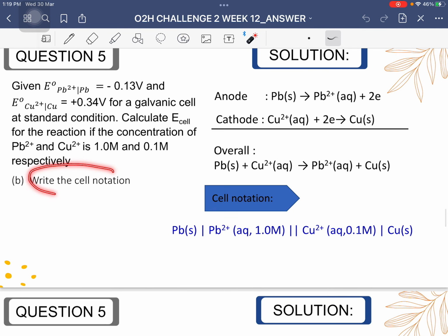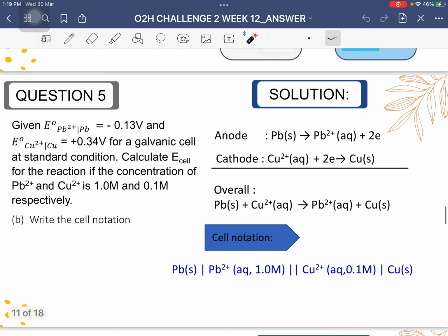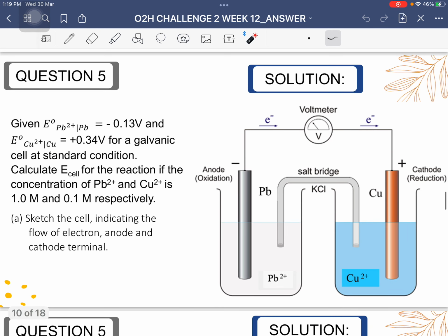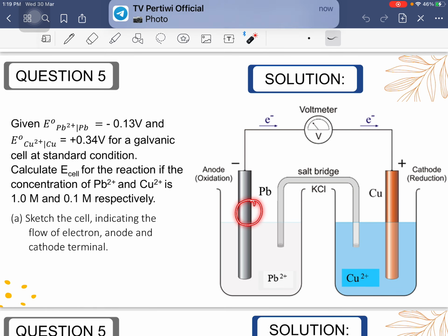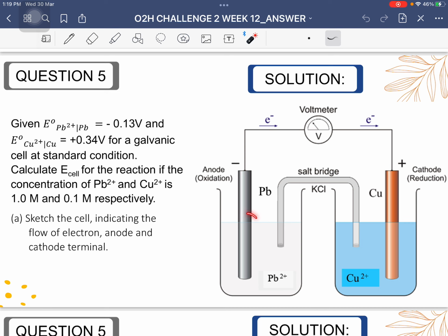Next is to write the cell reactions. At the anode, oxidation occurs, where Pb solid donates electrons. If it donates electrons, it is a loss of electrons, so the electrons are on the right side, donating electrons to form Pb2 plus aqueous. So Pb solid changes to aqueous Pb, and the Pb ion will enter the solution. So the Pb2 plus concentration will increase.